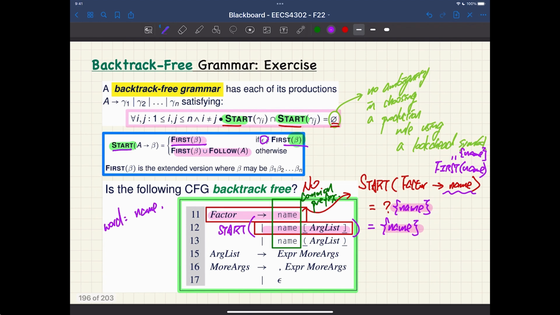What you might be given is simply an arbitrary grammar, in which case you might be asked, is it backtrack free? In order for you to determine that, you have to consider this property, meaning that pairwise production rules should have non-overlapping first symbols. If there's any overlap, that means it's not backtrack free. So of course, you've got to know how to calculate the start set. In order to do that, you need to know how to calculate first and also follow. That's something you will have to review.